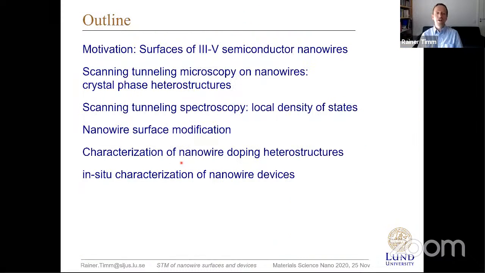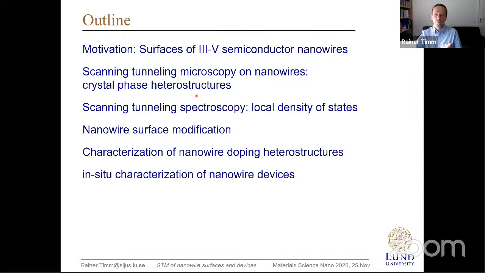So after this motivation for why we want to use scanning tunneling microscopy, STM, and other surface techniques on these nanostructures, let me introduce the outline of this talk. After introducing this, I will focus on different heterostructures. That is not only the nanowire surface by itself, but especially what's interesting is what happens if we have an interface towards, in this case here, another crystal structure. That is a special thing for these III-V nanowires, that they can have different crystal structures within one nanostructure.